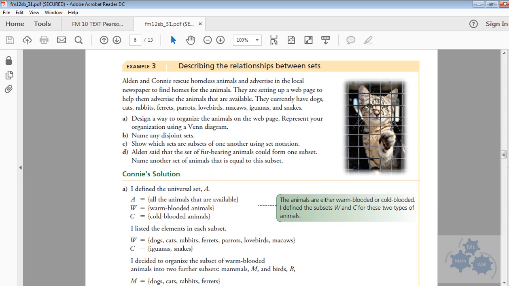All right, describing relationships between sets. I want to talk a little bit more about Venn diagrams here. In this example 3, Alden and Connie rescue homeless animals and advertise in the local newspaper to find homes for them. They're setting up a web page to help them advertise the animals.